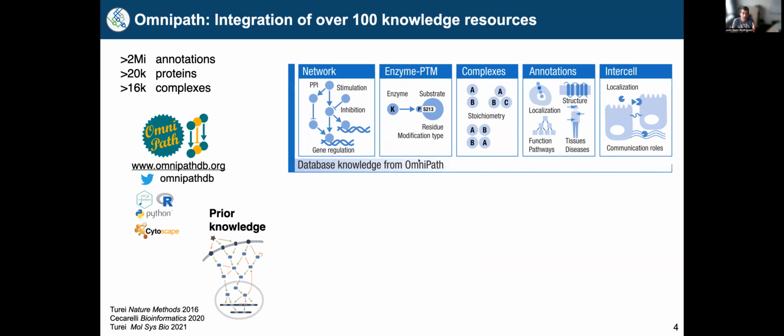So this information is available for over 20,000 proteins, and for us it's quite important that we have also annotations about these proteins, because this is informative and something we can also look into in more detail, to know more of what's happening in a particular process. So all of this is freely available through R, Python, and a Cytoscape plugin.